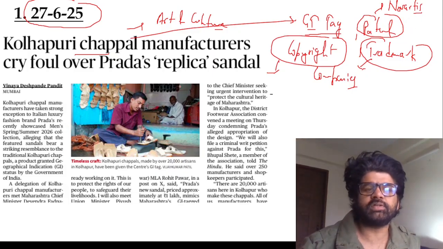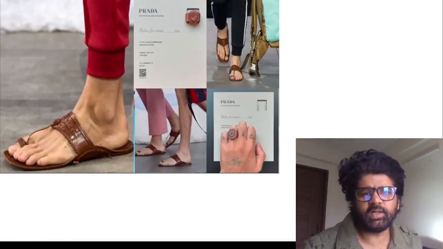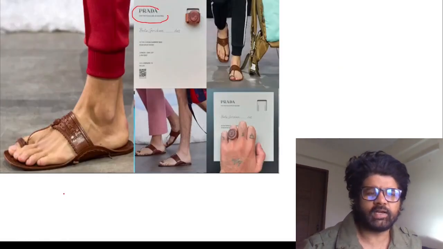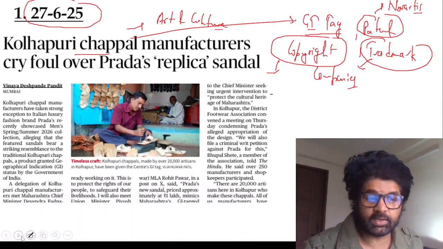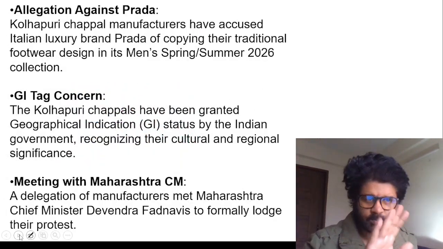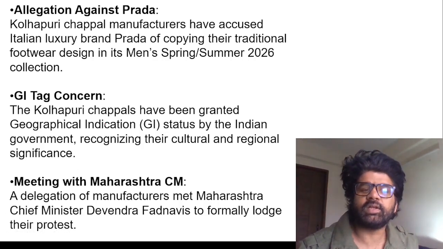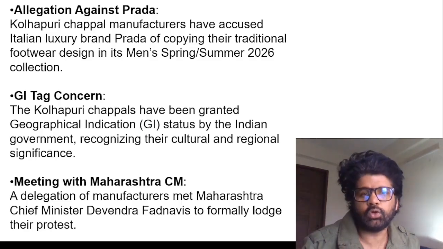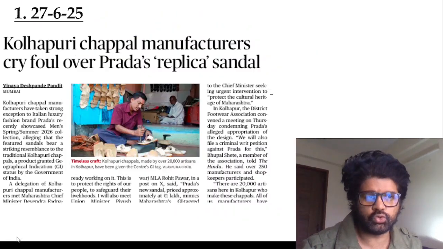So Kolhapuri chappal manufacturers are very unhappy with Prada because Prada is copying their chappals without paying them anything. This is so wrong, right? So that is why they are unhappy. What is important here is Kolhapuri chappal. Which region? Maharashtra. They can give you an option that it is a part of Karnataka or Kerala or some other state rather. So you have to be very wary of that particular point. GI tag, Kolhapuri chappal, and they can say that Kolhapuri chappal has not yet got geographical indication tag. That would be wrong. They have been granted. A delegation of manufacturers met Maharashtra CM Devendra Fadnavis. This article appeared on 27th June 2025.